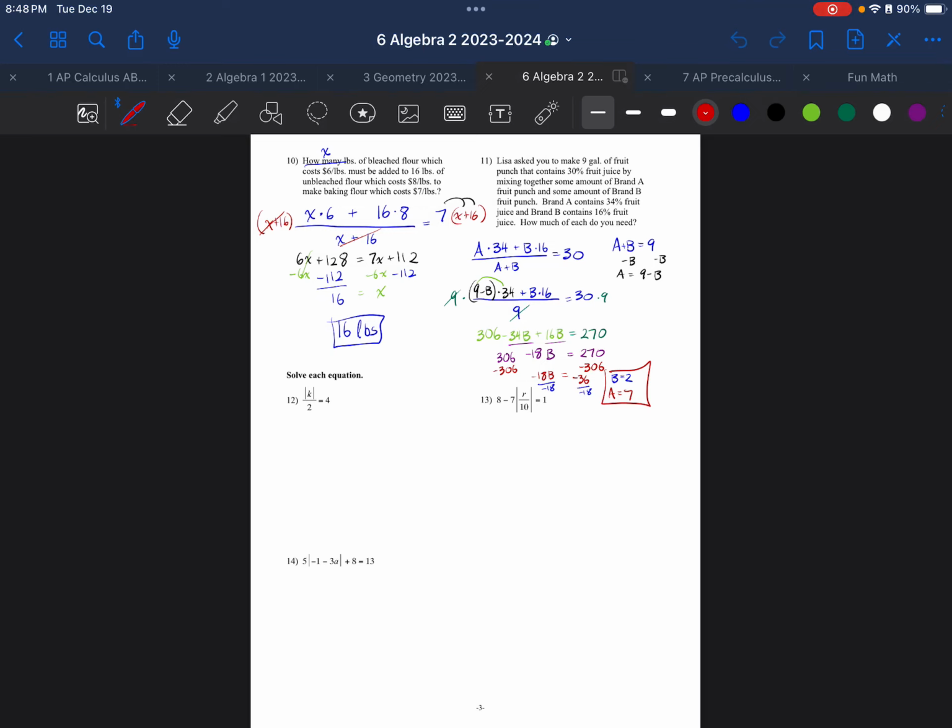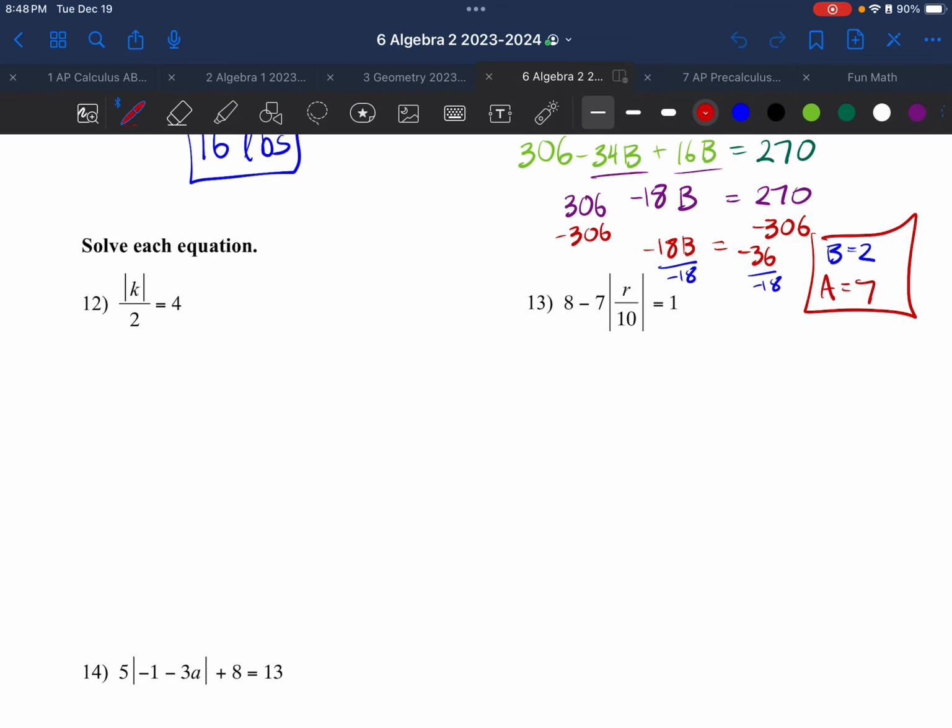In numbers 12, 13, and 14, it looks like we have some absolute value questions. Again, you're trying to isolate the absolute value, and then you can deal with it. So first I'm going to deal with this divided by 2. The way that I do that is I multiply both sides by 2. These 2's will cross-cancel, leaving behind the absolute value of k. That's going to be equal to 4 times 2, which is 8. And now I can deal with the absolute value.